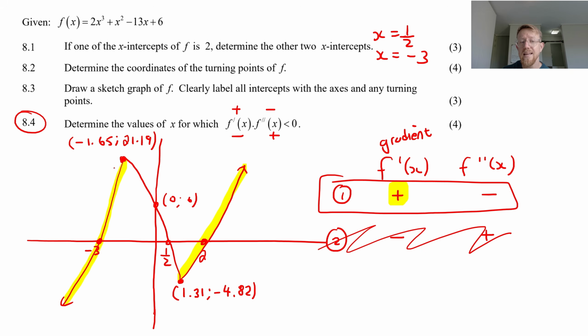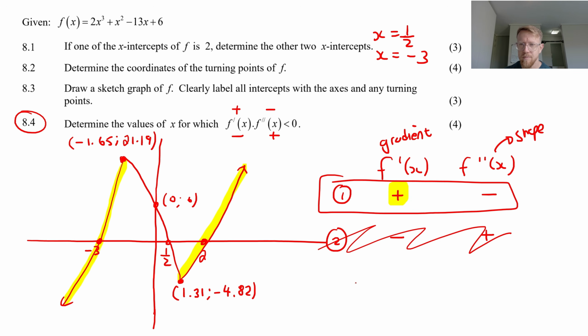Now, only looking inside those areas that are in yellow, is there a place where the second derivative is negative? Now, Kevin, what does the second derivative actually mean? Because we know that the first derivative is the gradient. What is the second derivative? Aha. So guys, remember that the second derivative tells you about the shape of a graph. Okay, shape.